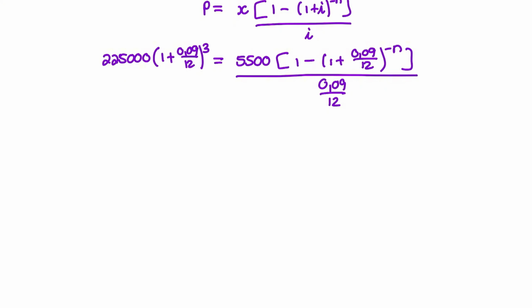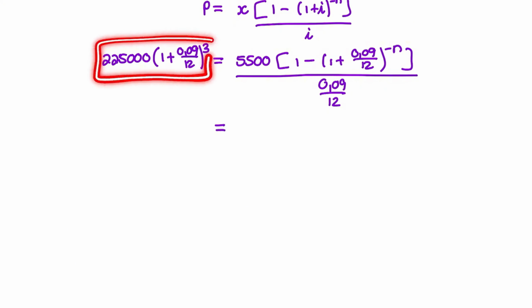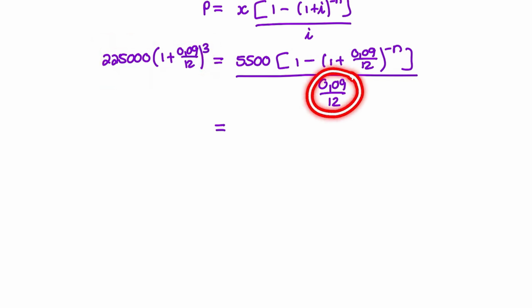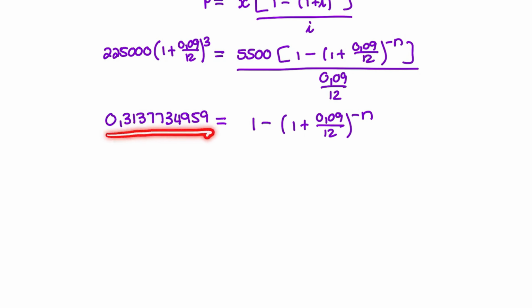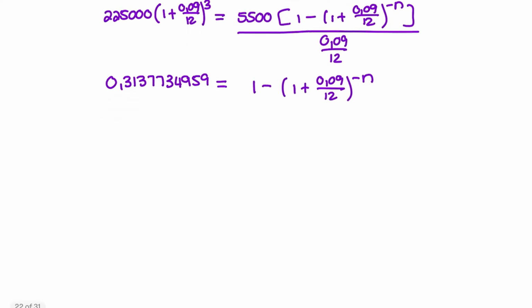Now, if you manipulate the equation slightly by multiplying out on the left-hand side and multiplying that result by 0.09 over 12, and then dividing by 5,500, we have on the right-hand side the brackets, which is 1 minus (1 plus 0.09 divided by 12) to the power of minus n. And on the left, we have a decimal. Now remember, in financial mathematics, we do not round up until the end or until we have our final answer.